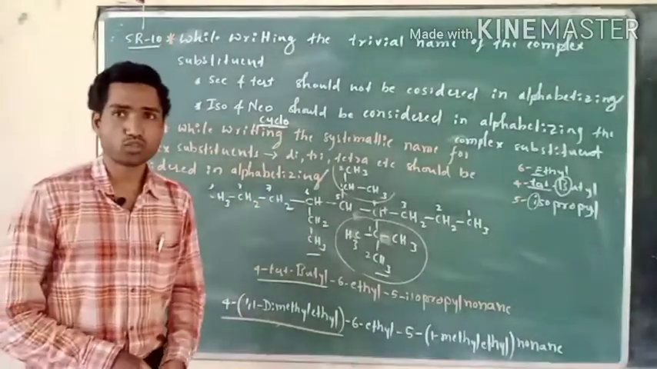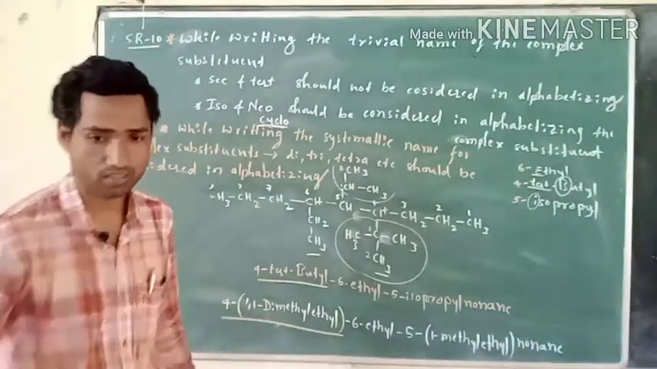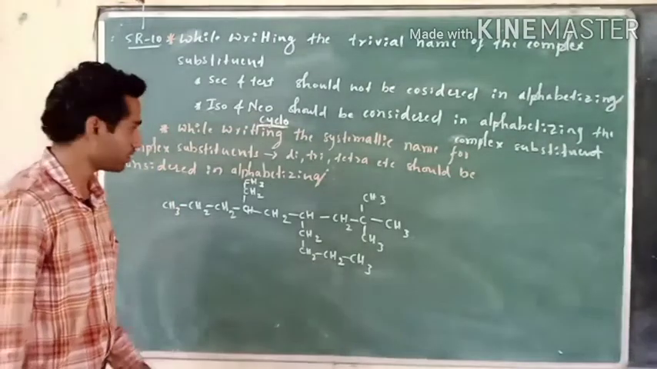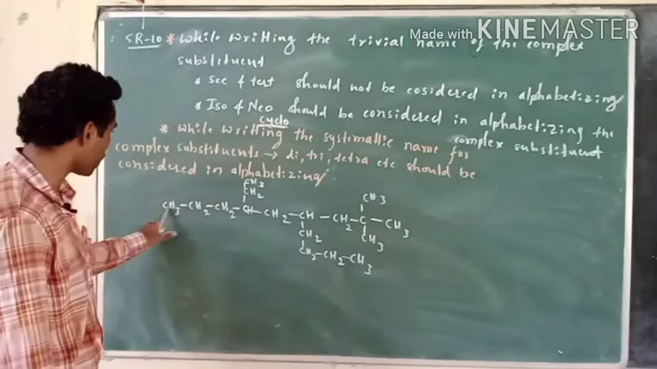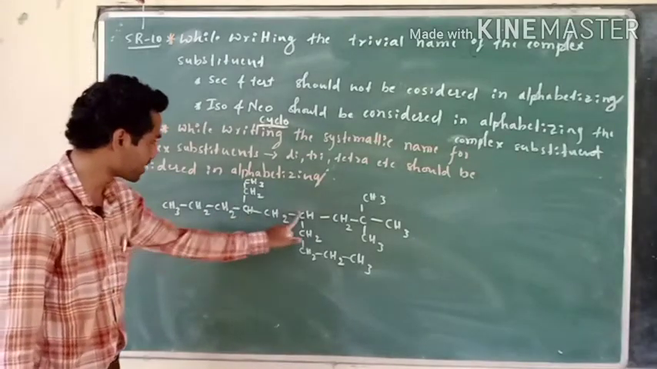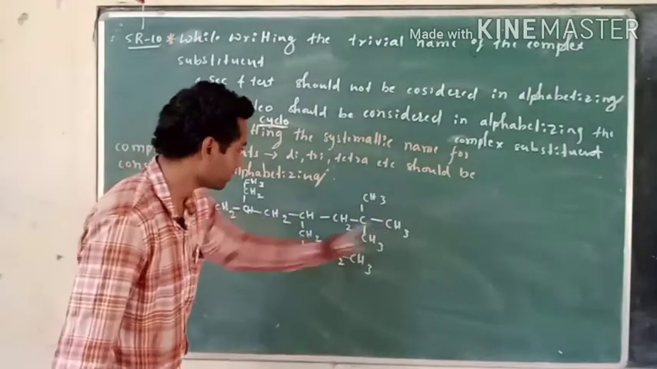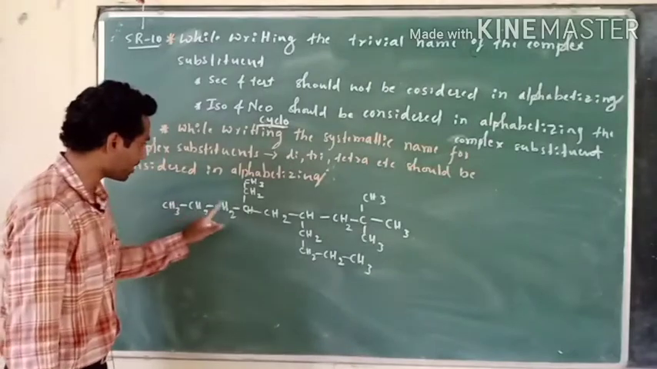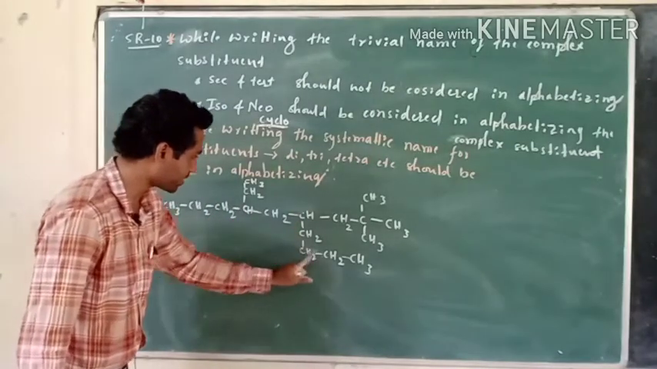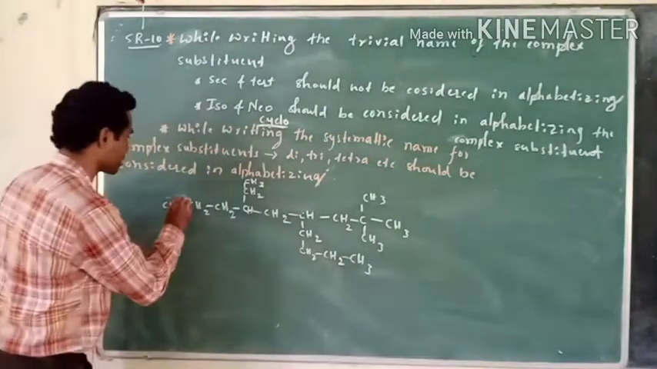So let us take one more example to understand this rule. This is the example. So identify the longest carbon chain. 1, 2, 3, 4, 5, 6, 7, 8, 9. Right. So 1, 2, 3, 4, 5, 6, 7, 8, 9, 10. Therefore, this is the longest carbon chain.